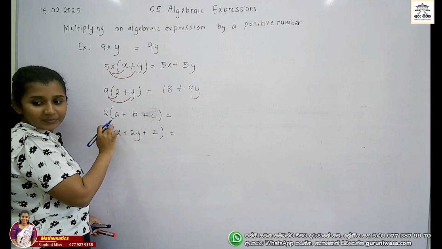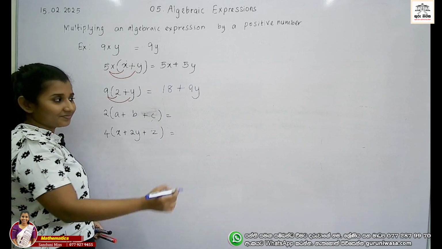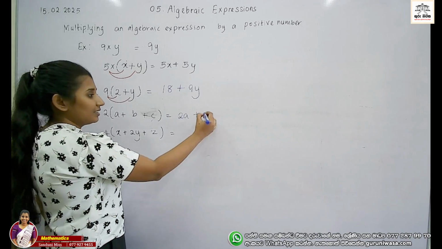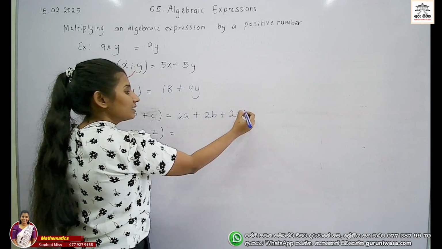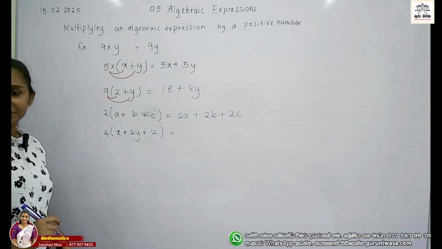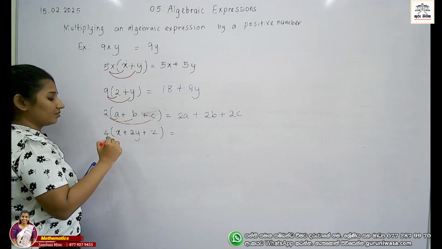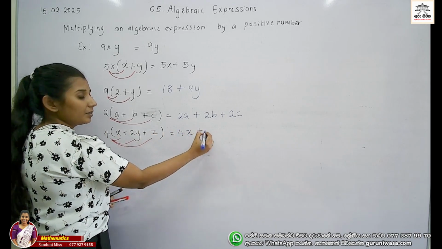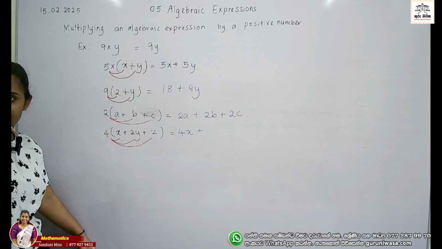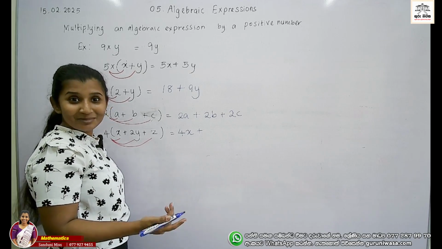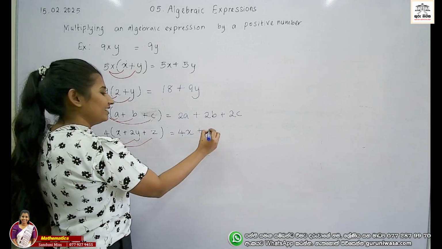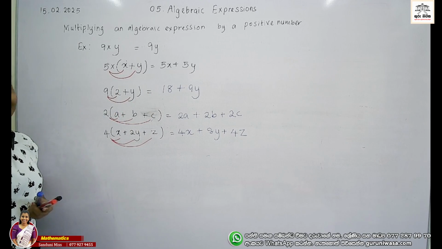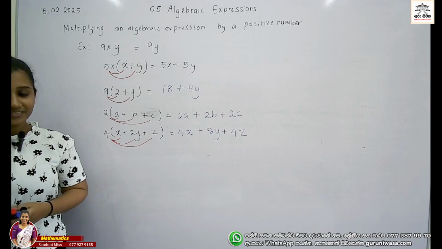Right. Now what happens when you multiply this one? 2a plus 3, times 2. This one: 4x plus 4 times 2y is how much? 8y. Plus 4 times, that is nothing. Okay, have you finished? Yes, teacher.